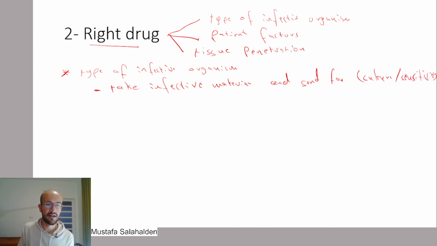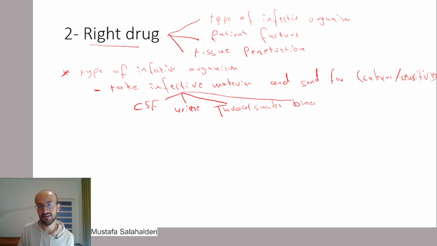Infective materials include cerebrospinal fluid. If you suspect the patient has meningitis, you take cerebrospinal fluid and send it to the laboratory for culture and sensitivity. Also urine, in patients who have urgency, frequency, some urinary symptoms. Also throat swabs in patients who are coughing. And blood, if the patient has bacteremia or septicemia, you take blood and send it for culture and sensitivity.